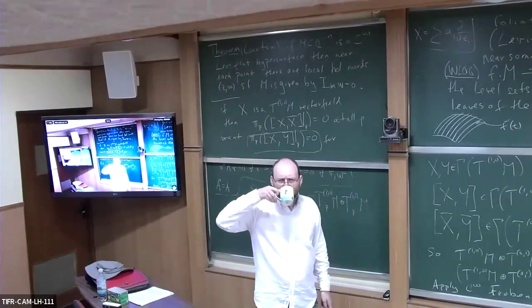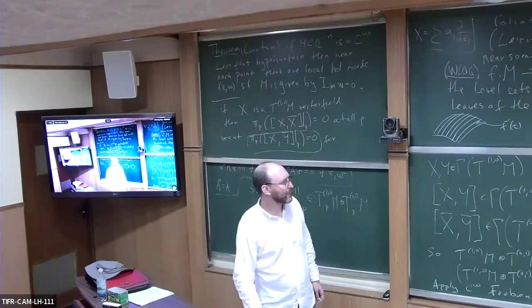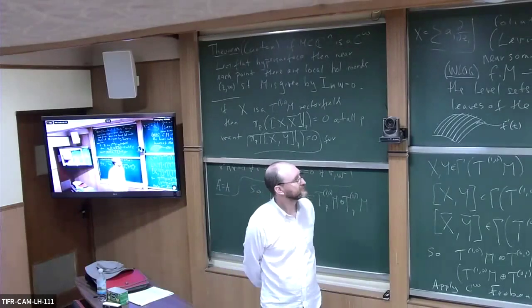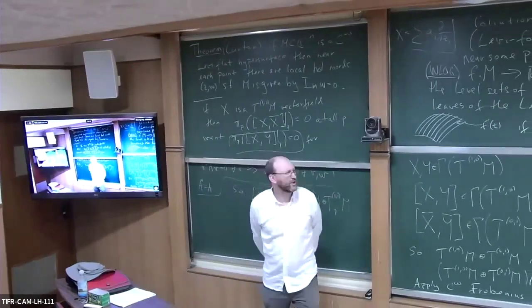What does df by dz mean, as in small f? F is on M. Yep.